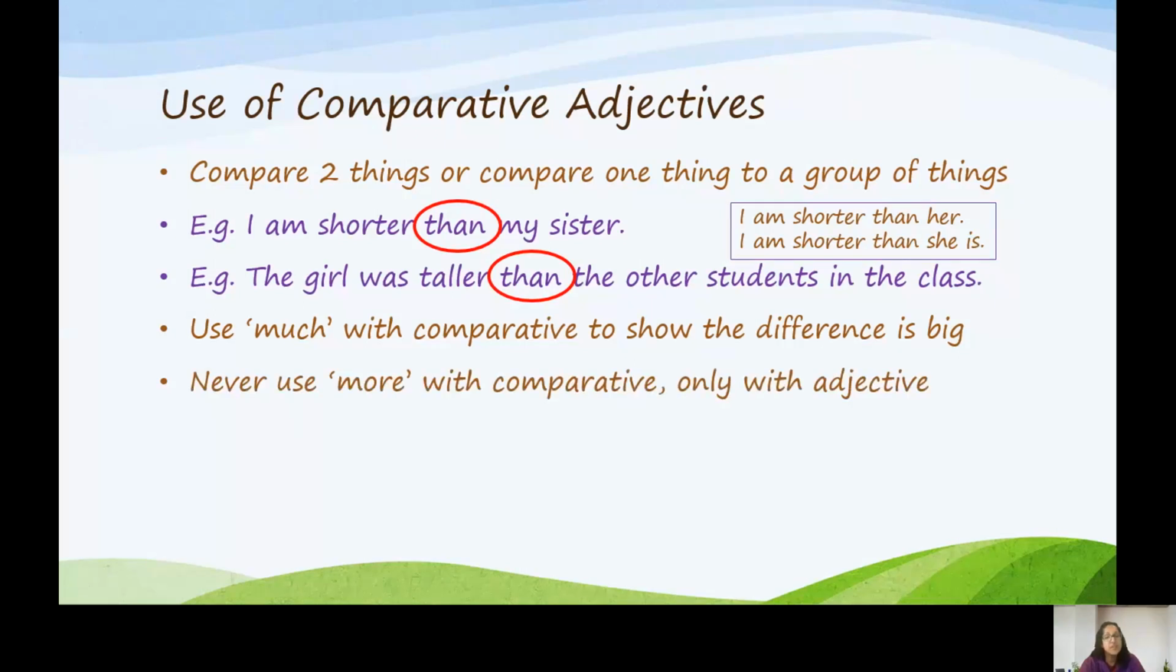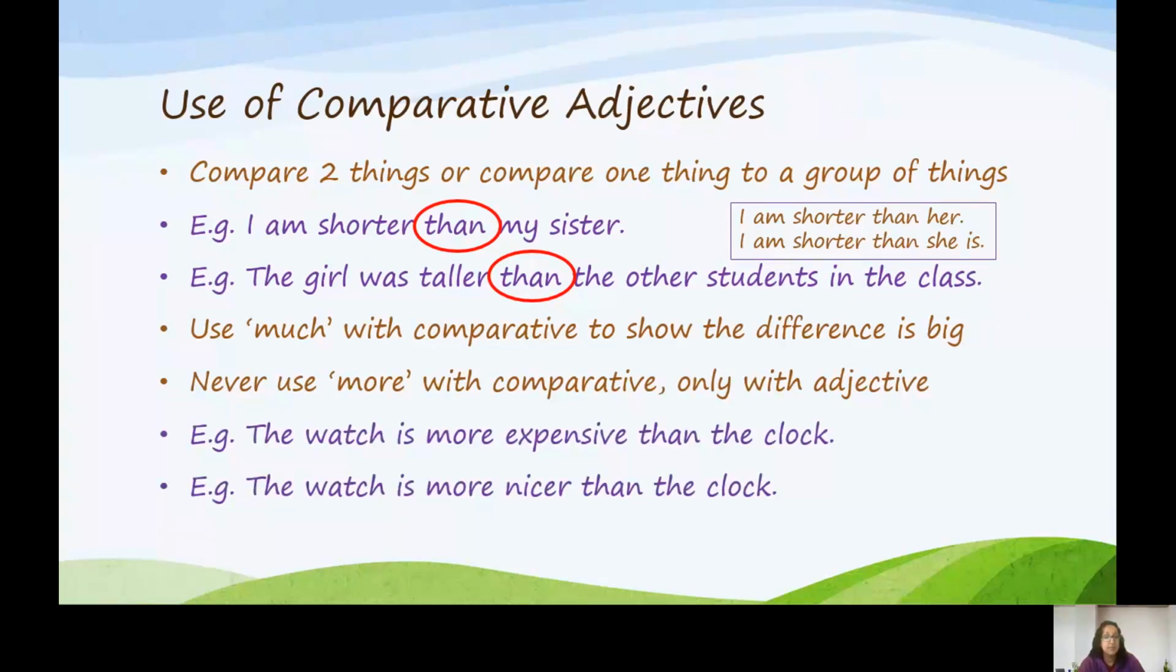We can never use more with a comparative, only with an adjective. So, for example, the watch is more expensive than the clock. That is correct. But the watch is more nicer than the clock? No, we can't say that because more and nicer are both comparatives. We can only use one.